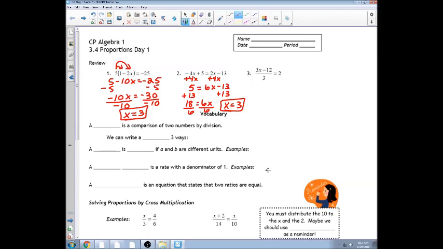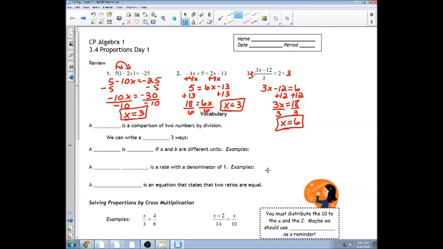Number 3, remember now that if there is a large fraction bar, just like this problem has, I need to multiply by 3 first. That would leave me with 3x minus 12 is equal to 6. Now I need to get x by itself, so I'll add 12. So 3x equals 18. Divide by 3. X equals 6. Hopefully you did pretty well on those because those were review.